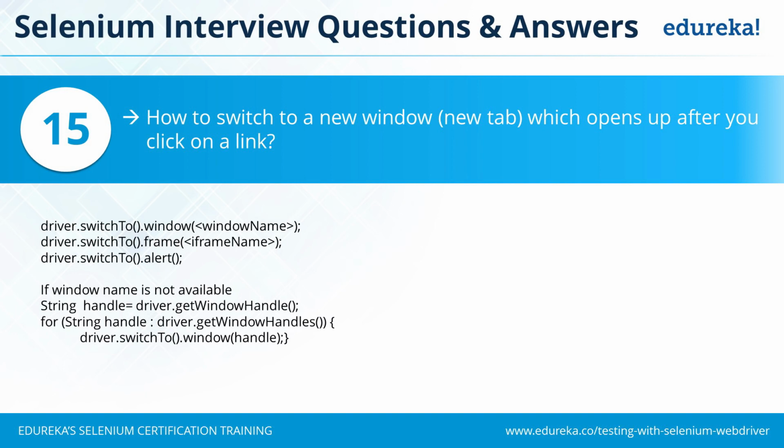So what you can do is String handle = driver.getWindowHandle, and for String handle, I'm using an enhanced for loop over the handles and just traversing to the handle and saying driver.switchTo().window(handle). That is, whatever is the current value of the handle, just switch to that window. And this is how, even if the name is not present, you can still navigate to the newly opened window.